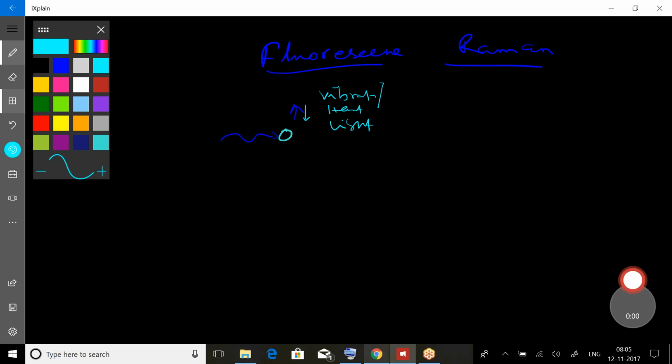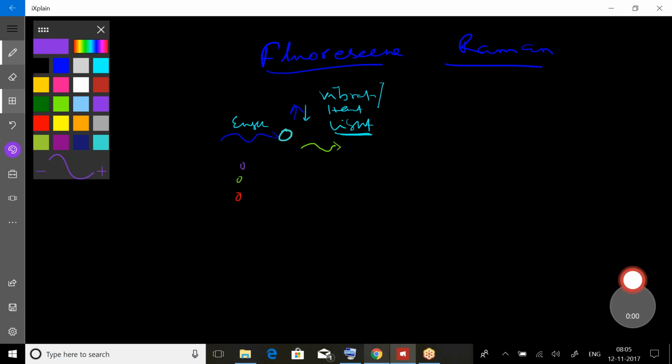So the initial incident light energy does not remain the same in the emitted light. Here the wavelength of the light increases and the energy decreases. So it has lower energy than the incident light and a higher wavelength than the incident light. And there are different molecules which have differences in their properties.